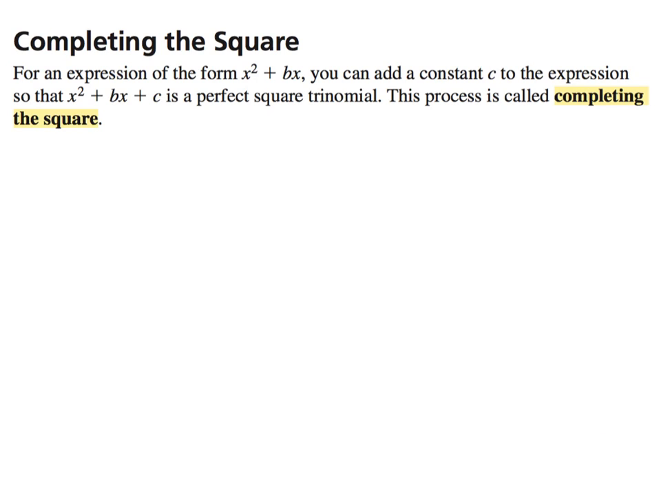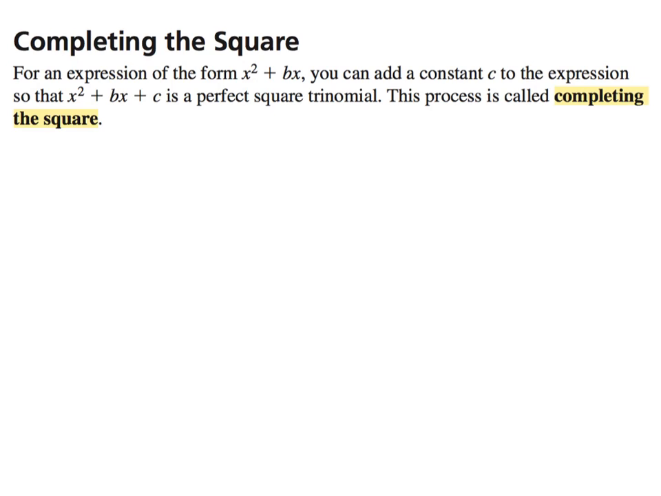So completing the square is for use when you see an expression without a c term, x squared plus bx. Now, you can add a constant c to the expression so that x squared plus bx plus c is a perfect square trinomial. This process is called completing the square. Here's the biggest problem that I see. Students don't understand really why they're doing it or what they're doing, but once you do, it's not that hard. It's just remembering quite a few steps. So let me show you what I'm talking about.